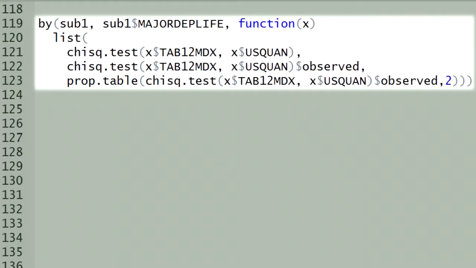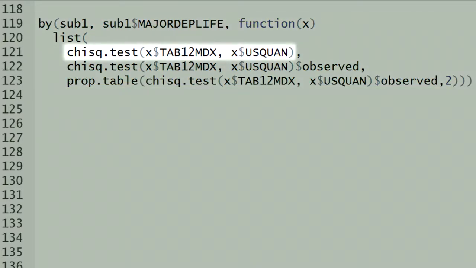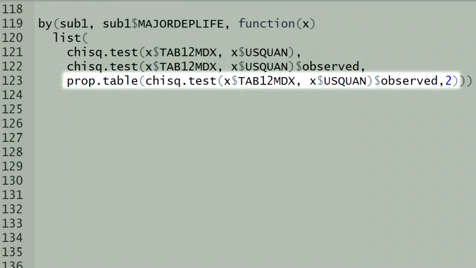This code looks more complex than the chi-square code without the third variable because we're repeating the chi-square command in each line rather than storing our results in objects. This code performs 3 separate procedures for each level of major depression. First, it runs the chi-square test between nicotine dependence and smoking quantity. Second, it produces the cross-tabulation table between nicotine dependence and smoking quantity. And third, it calculates the column percentages for this table, which tells us the percentage of those with nicotine dependence within each category of smoking quantity.